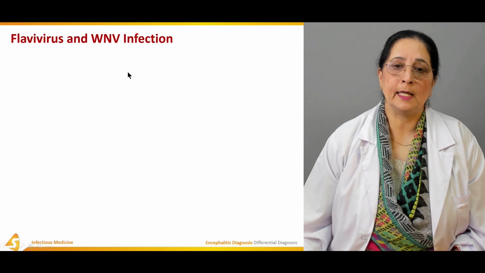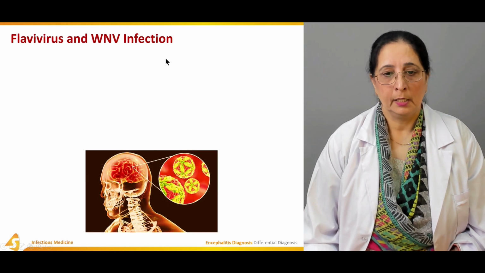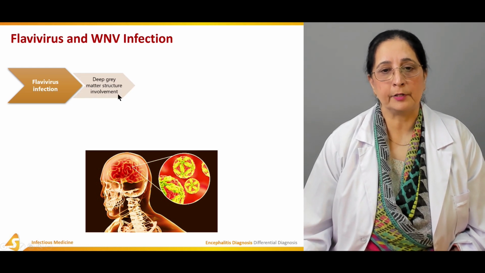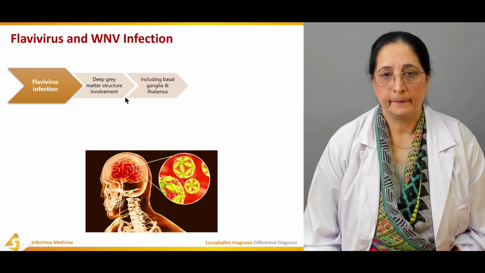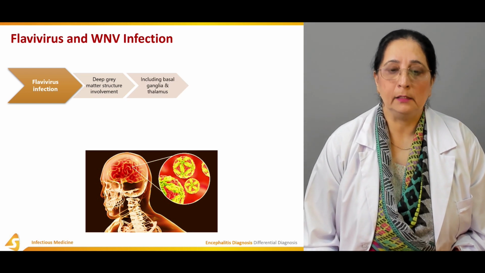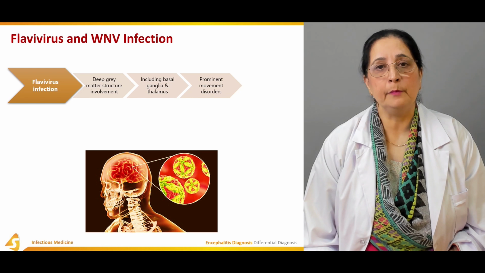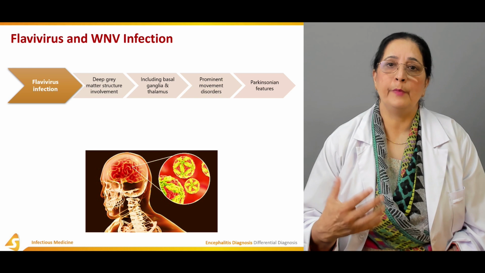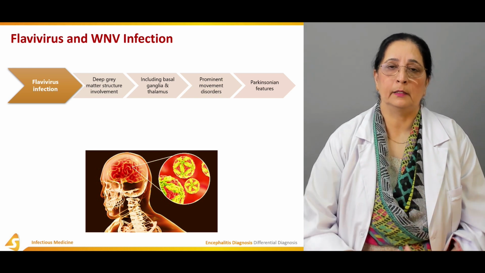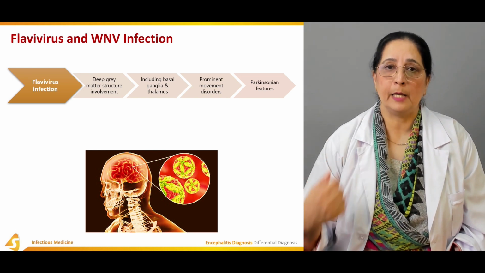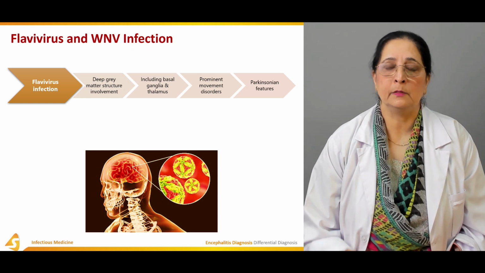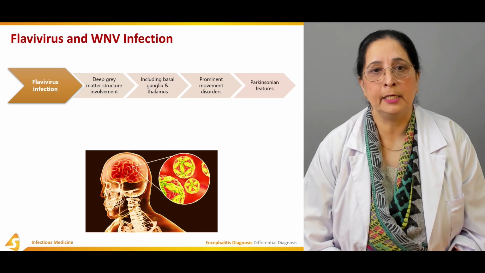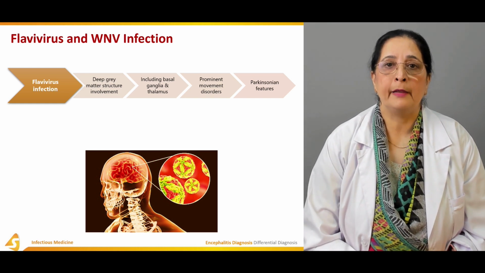Flavivirus and West Nile virus infections. Usually in flavivirus infection, there is deep gray matter structure involvement, including basal ganglia and thalamus, and prominent movement disorder, Parkinsonism features, movement disorder like clasp knife type of reflex, and the walking is disturbed. So all these features are present if the infection is caused by the flavivirus.